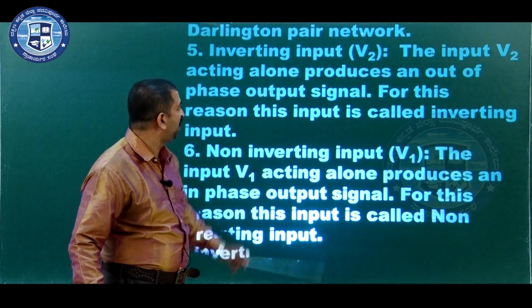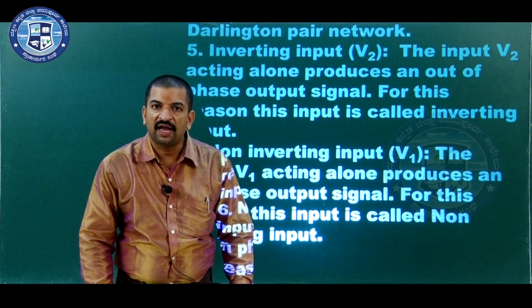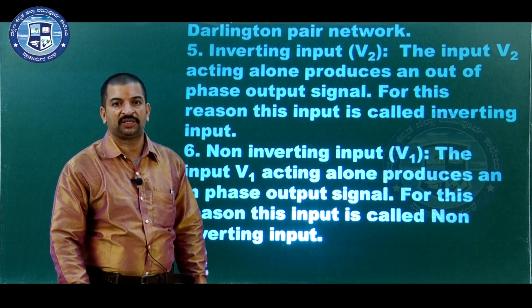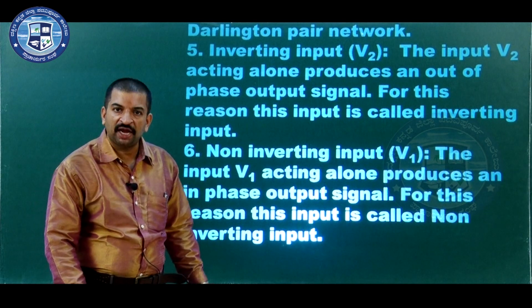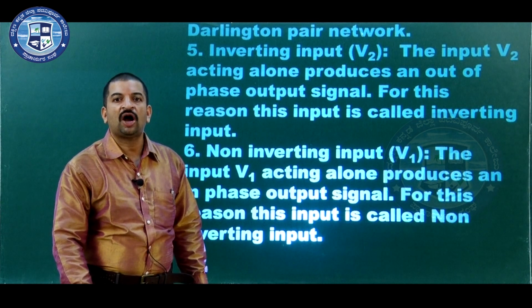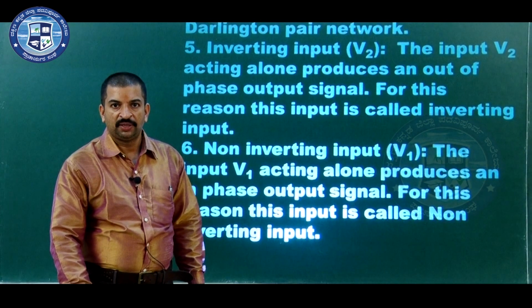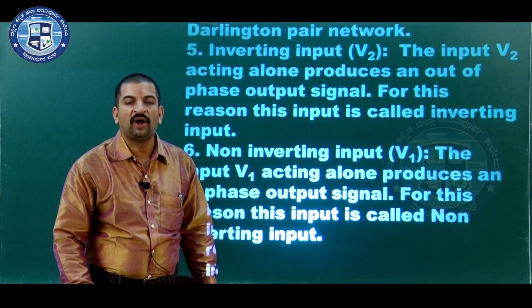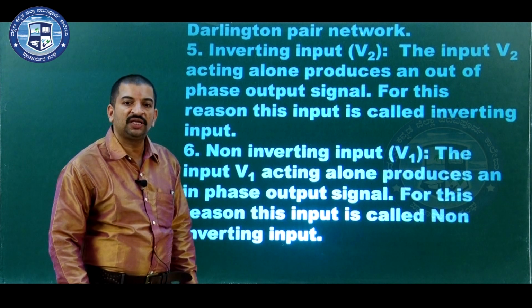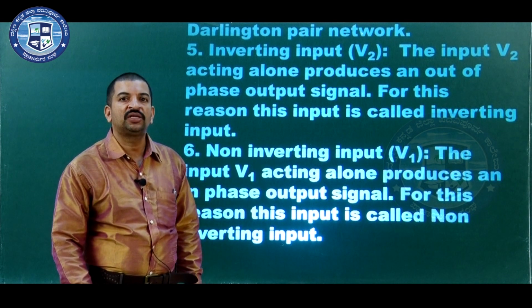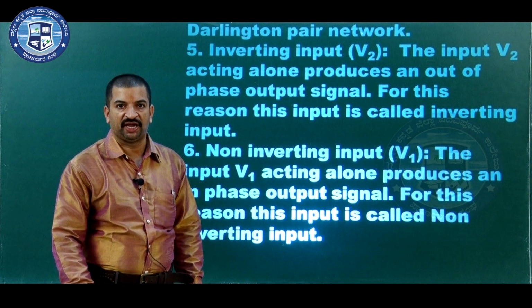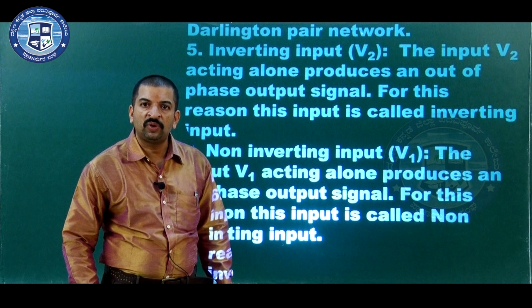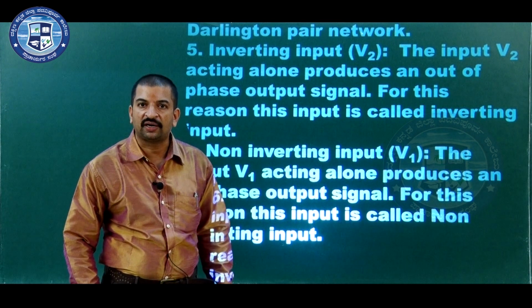The next input is the inverting input. If the input signal is applied to the inverting input terminal alone, then the output signal will be out of phase with the input signal. That means, when the positive half cycle of the input signal is applied to the inverting input terminal, then the output signal will be the negative half cycle. When we apply the negative half cycle of the input signal to the inverting input, then the output signal will be the positive half cycle. So, when we apply the input signal to the inverting input terminal alone, the output signal and the input signal differ by a phase angle of 180 degrees. Now, these inputs are marked as V1 and V2. The non-inverting input is usually marked as V1 and the inverting input is usually marked as V2.